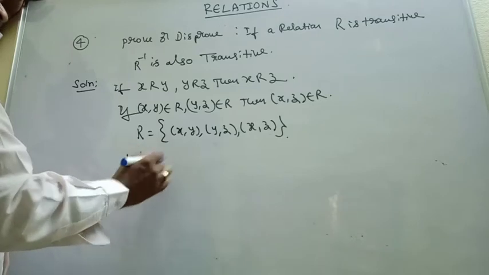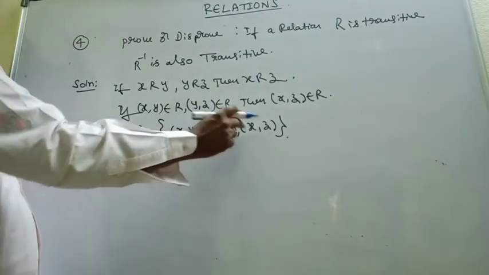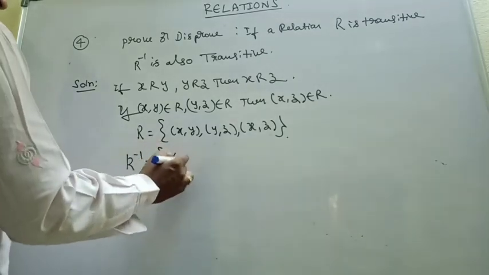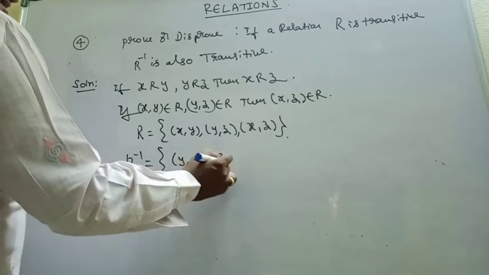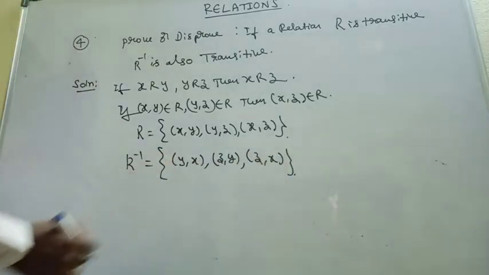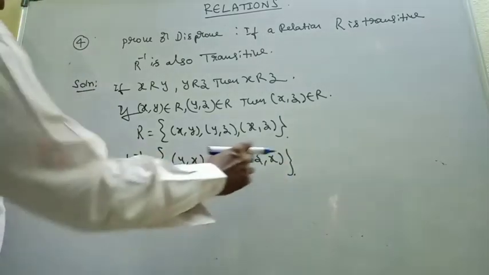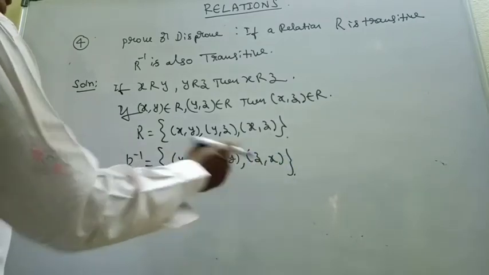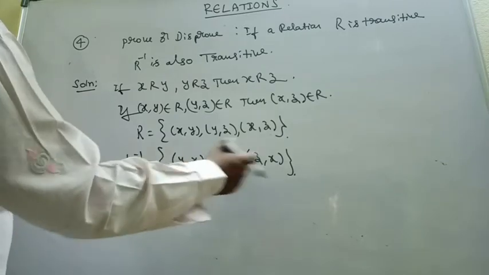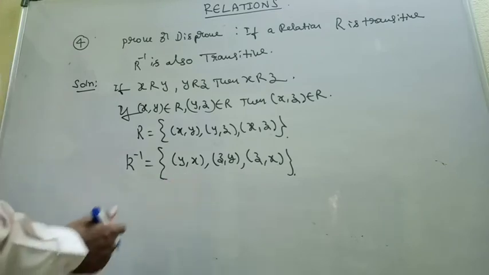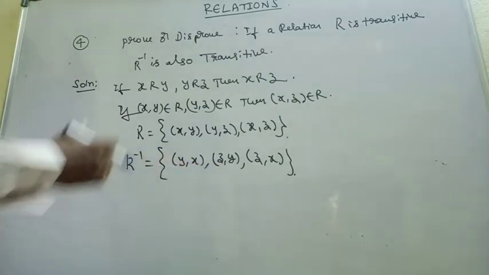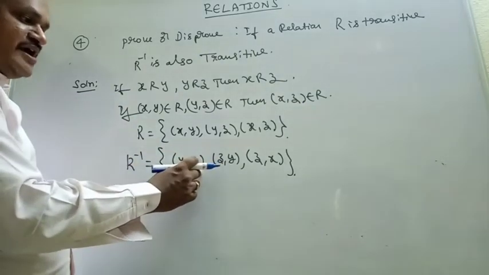Now let us take R inverse. Here R is transitive: x comma y, y comma z, x comma z is there. R inverse means x comma y becomes y comma x, z comma y, z comma x. Here see, is R inverse transitive? We have here, my dear student, z is related with x. x is not related with anything here, of course. y with x, and x is not related here. Therefore, you cannot say that R inverse is transitive, okay? You cannot say that yet. Now, we can say that, of course, y related with x.